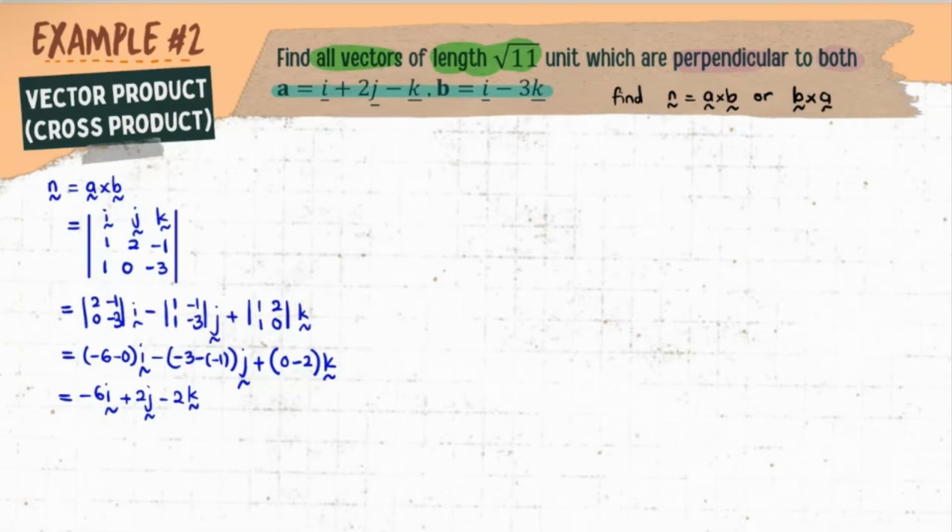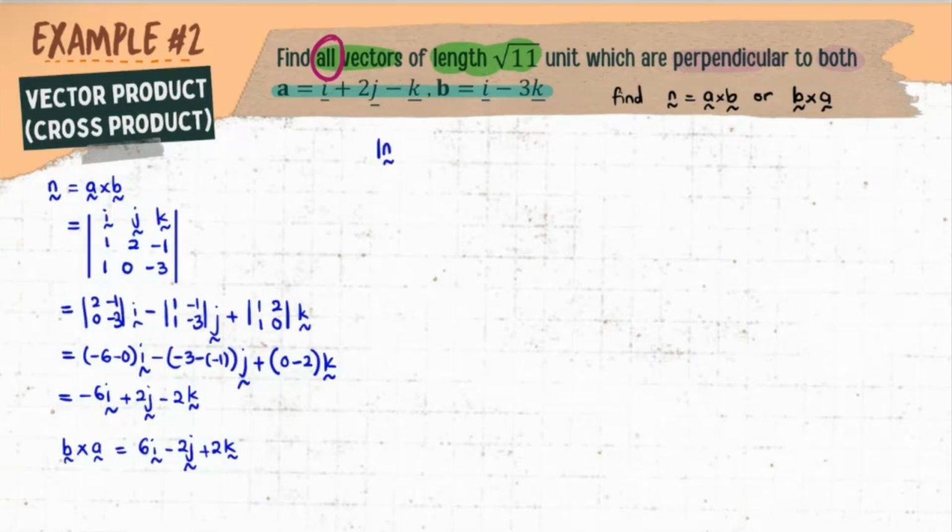Dan sebab dia mention dekat sini find all vectors, so kita perlu consider juga apabila dia B cross A. So kalau A cross B adalah negatif 6I tambah 2J negatif 2K, so untuk B cross A kita akan dapat 6I minus 2J plus 2K. So kena ada two possible answers lah. Okay. Seterusnya, kedua-dua vektor ini magnitude dia sama je. Okay. So cari magnitude dia dahulu.